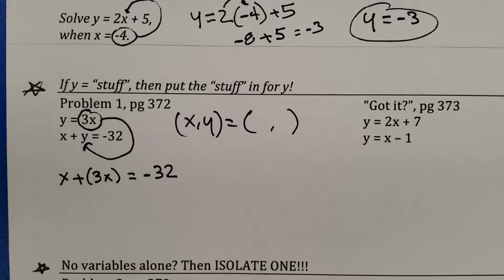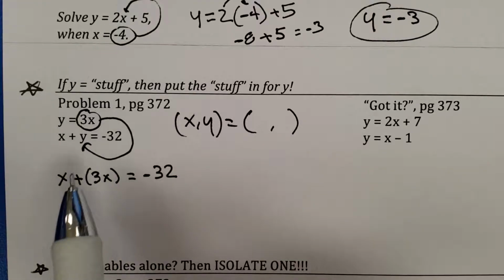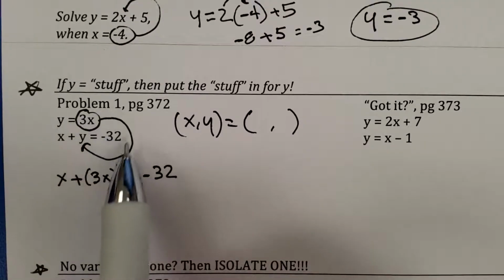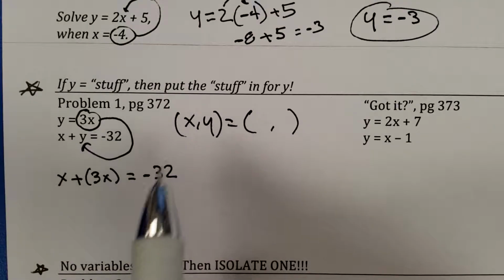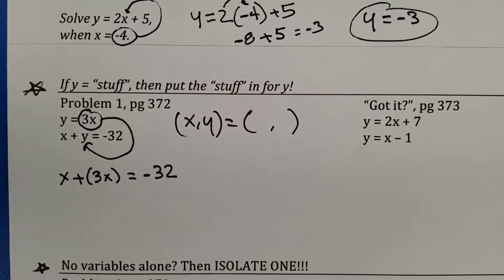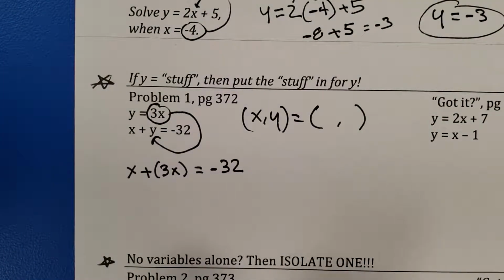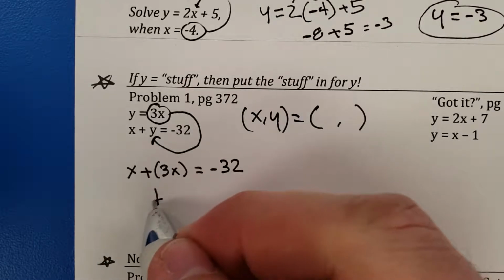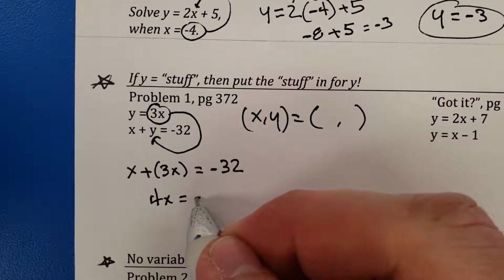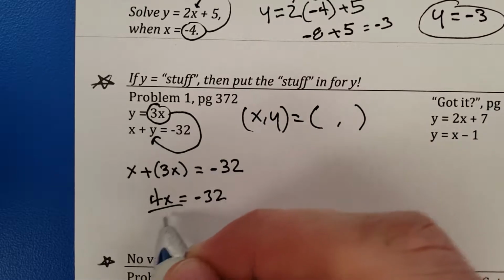Okay, that is the hardest move. It's not really the hardest move, it's just new, so everybody kind of panics and they're not sure what to do. y equals stuff, stuff goes in for y. It's that simple. Please apply that simple thinking to this complicated looking problem. Okay, x plus 3x combined is going to be 4x. 4x equals negative 32.